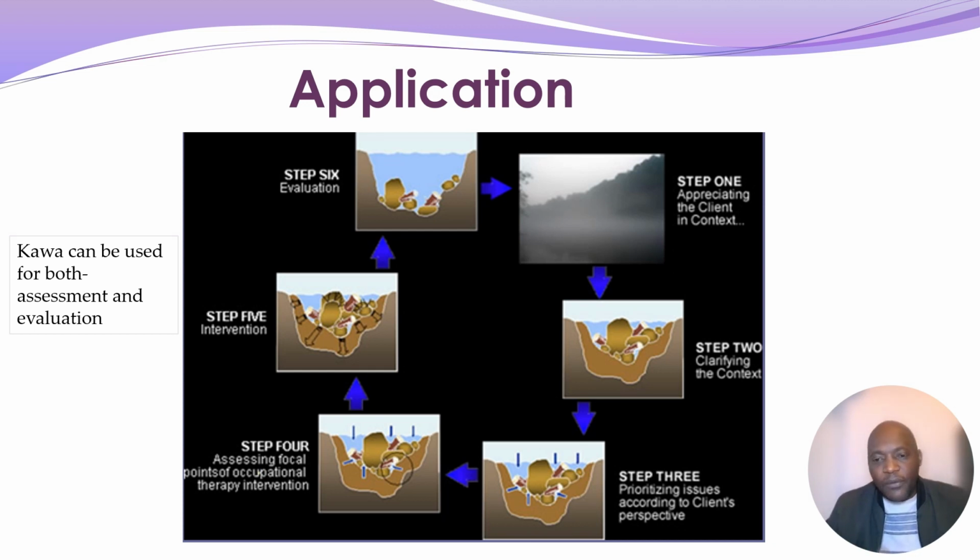Next, step 6, which is evaluation. After implementing your interventions, you can ask the client to draw again the cross-section of their river so that we can identify the differences between the initial drawing that they did before the interventions and the drawing that they did after the intervention. So that makes the Kawa a useful tool that you can use like an outcome measure. You can use it at baseline, and then you can also use it post intervention for your evaluation.